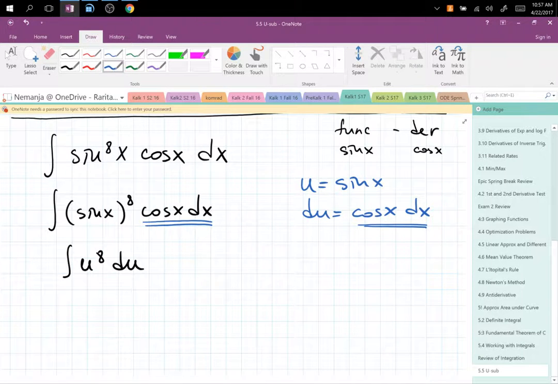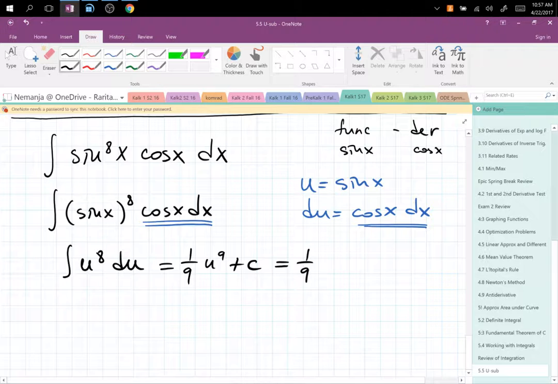Entire cosine x dx becomes du as the replacement. So the answer is 1 over 9 u to the 9 plus c, which is actually 1 over 9 sine to the 9 x plus c as the answer we present.